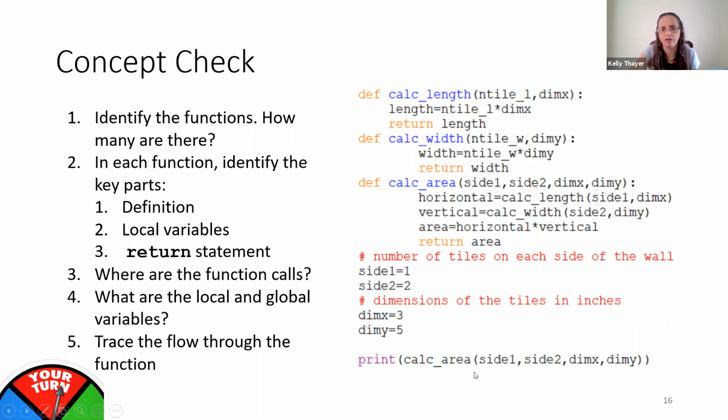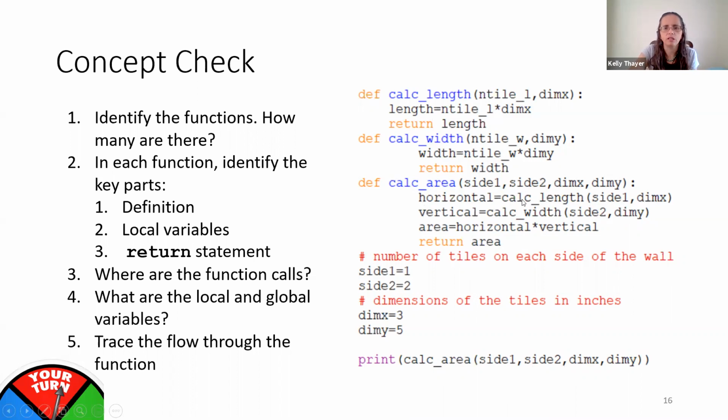This is the calc area. So it's sending these values for side one, side two, and the x and y dimensions to the calc area function. So this one, in fact, gets called first. Now these all get transferred, and we have shadowing going on here because the names of the local variables are the same as their global counterparts. So horizontal equals calc length of side one and dimension x. Well, that's interesting. This is a function call inside of a function. Can you do that? Yes, you can do that.